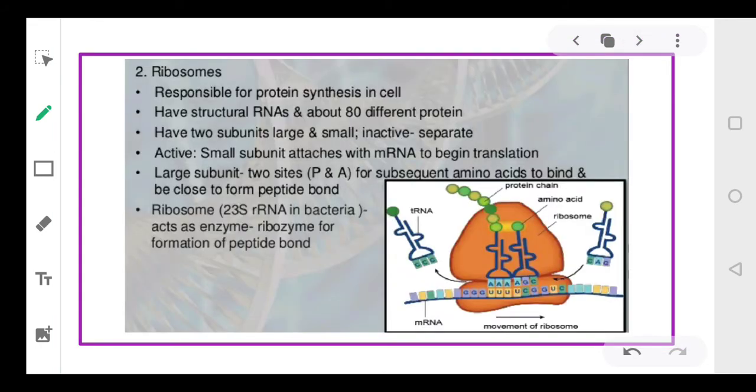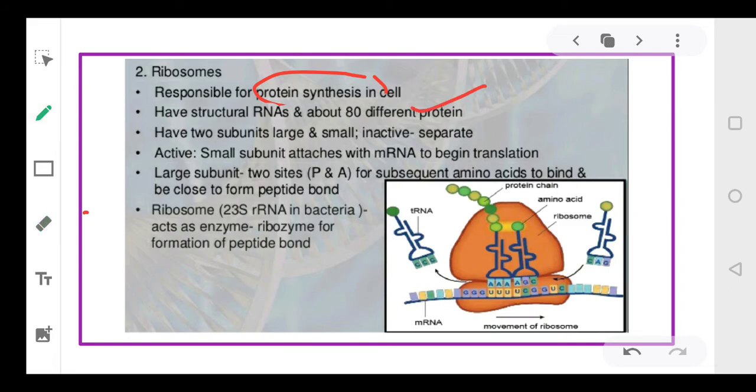Next, the ribosomes. As I told you, ribosomes help in the protein synthesis. Okay, they help in the protein synthesis. So there are approximately 80 different proteins which are being made in our body. So they have structural RNAs, and different 80 proteins will be made.